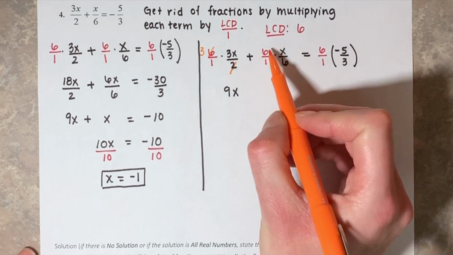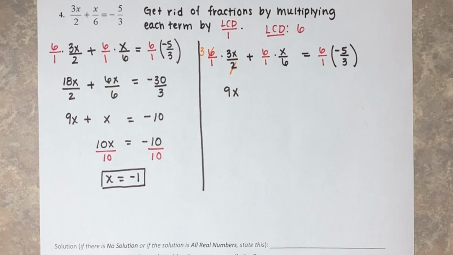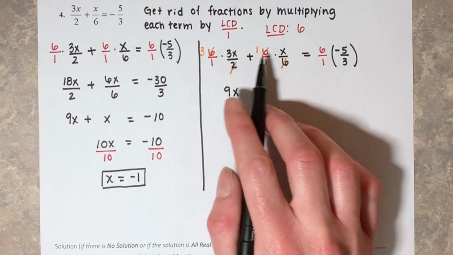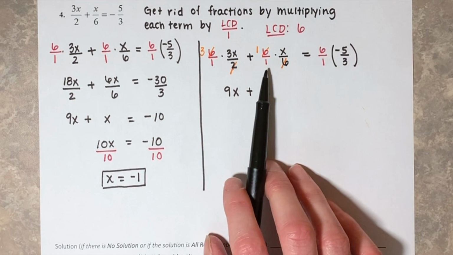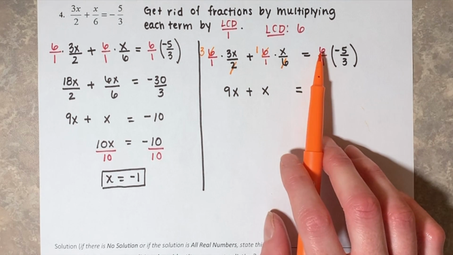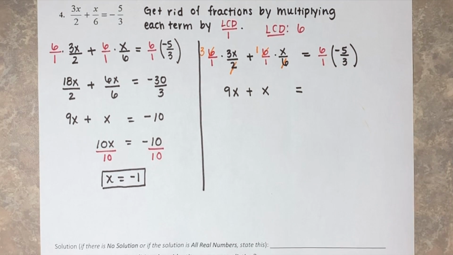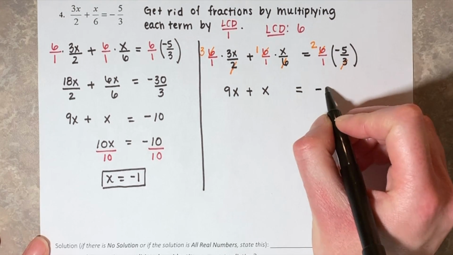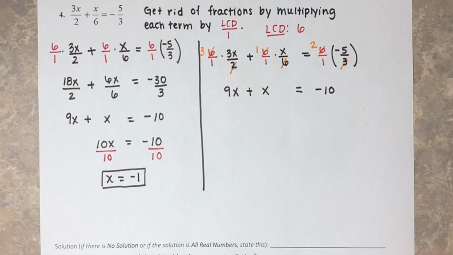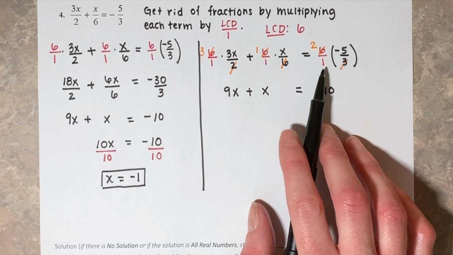Over here, we can take the 6 and divide it by 6 to get 1, and that leaves us with a positive 1x in the numerator, or in other words, plus x. And in the denominator, we're just left with 1, so we don't have to write that. Then over here, we can do some canceling. We can take 6 divided by 3 to get 2. And then we'll take 2 times negative 5 to give us negative 10. And in the denominator, again, we're just left with 1, so we don't have to write it.